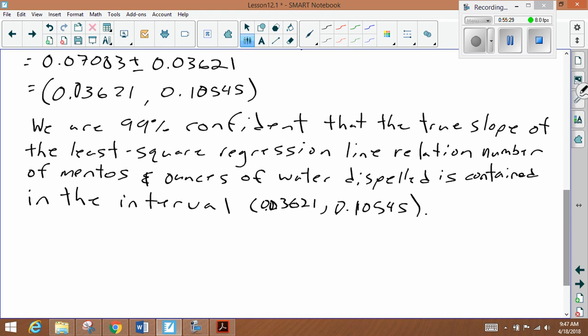Okay. So our slope is always positive. Not super positive, right? But always positive. So that gives us evidence that when you put more Mentos, there are actually more ounces of soda dispelled. Fantastic. Super. Let's rock a t-test.